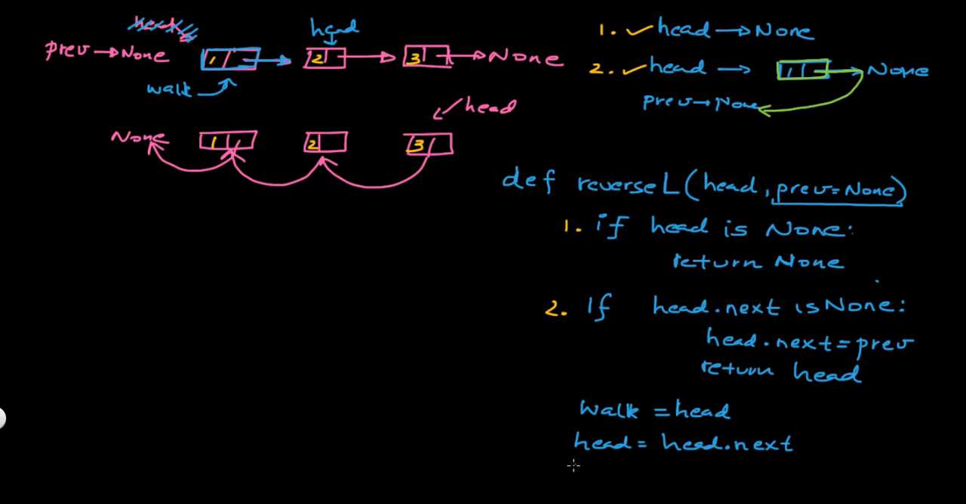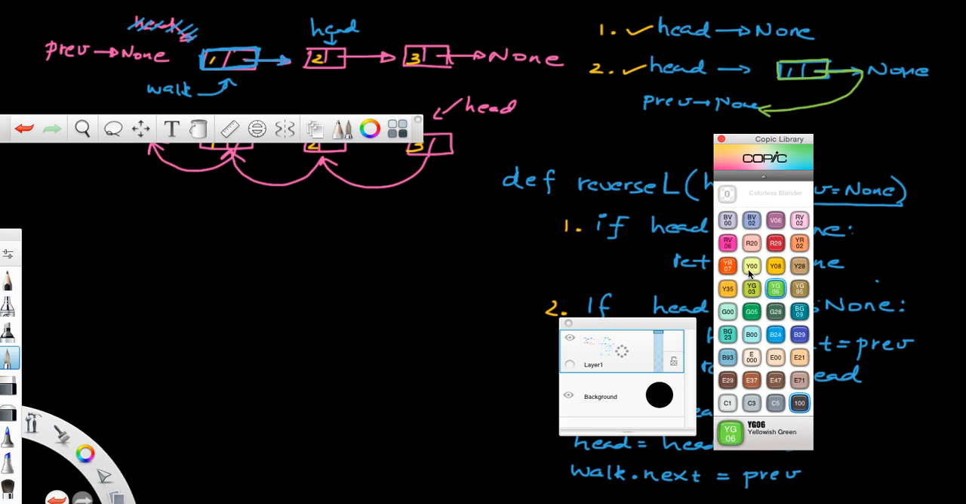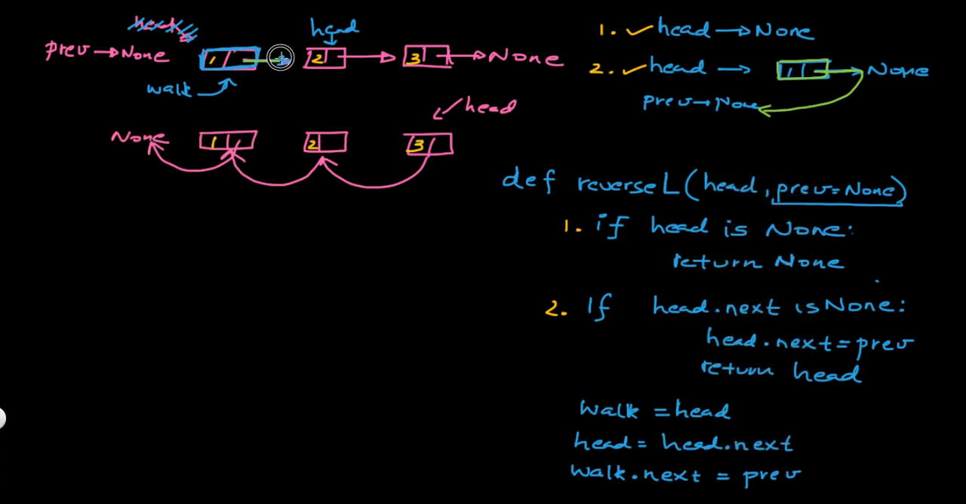Okay, and now if I say walk.next equals previous, if walk is pointing at this node over here, walk.next equals previous, meaning walk.next is this reference right there in green, and I'm saying walk.next equals previous. If previous is pointing at None, walk.next is now going to point at None.